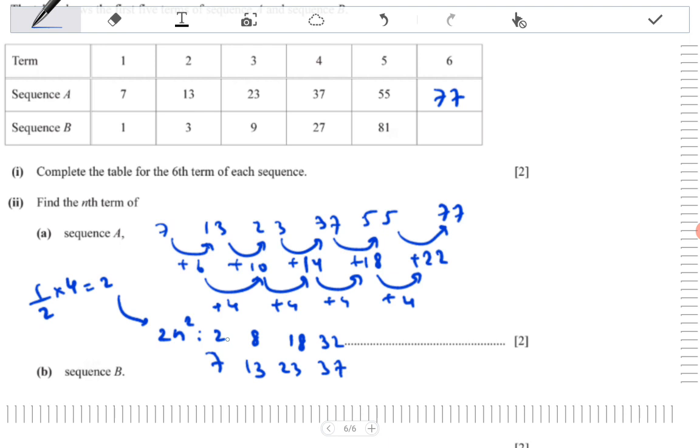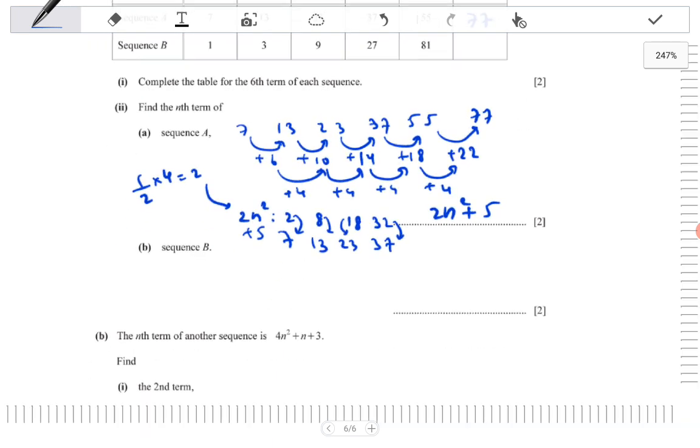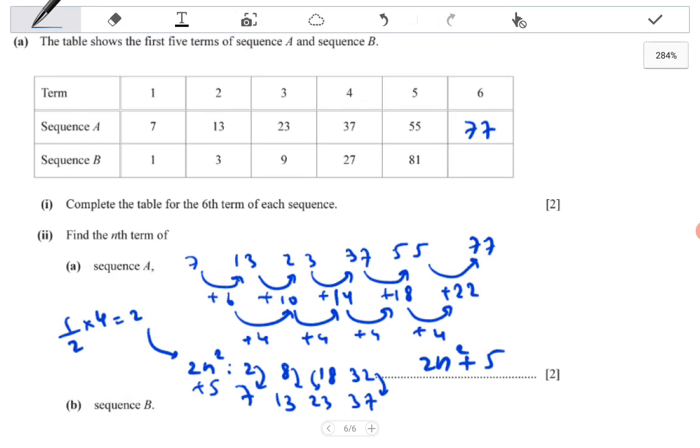So every time, you are doing the same operation, that is plus 5. If you add plus 5 every time, you get the same answer. So the final answer is 2n square plus 5. And then the next sequence is easier.